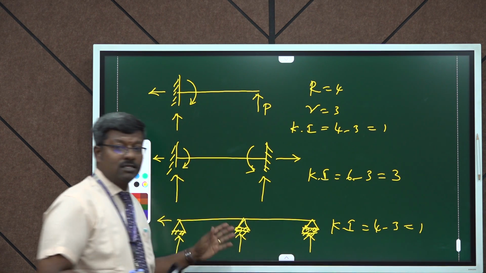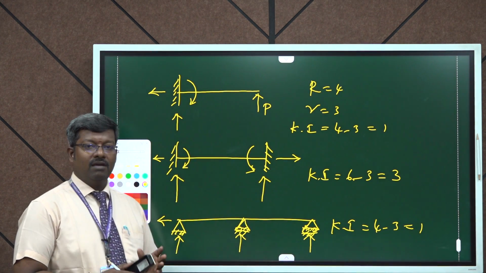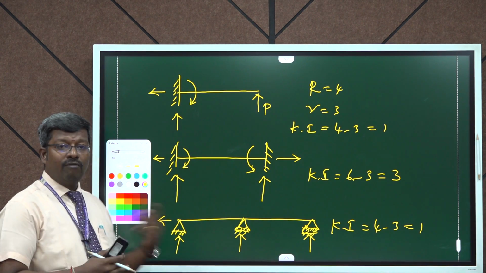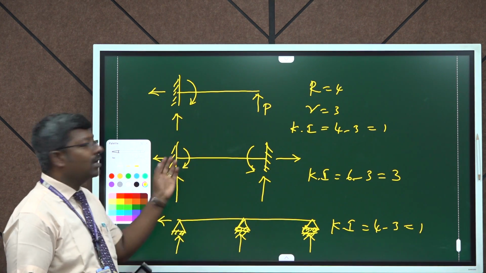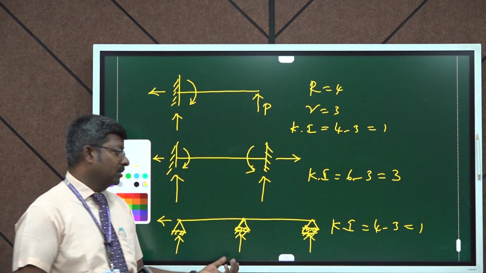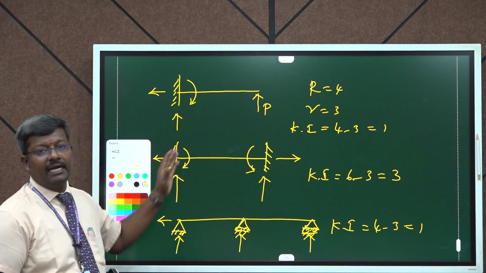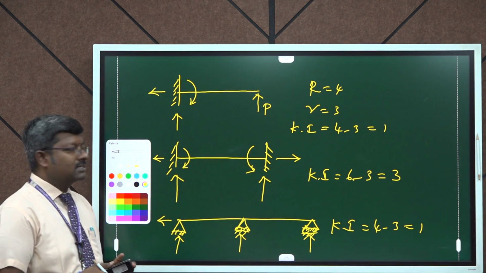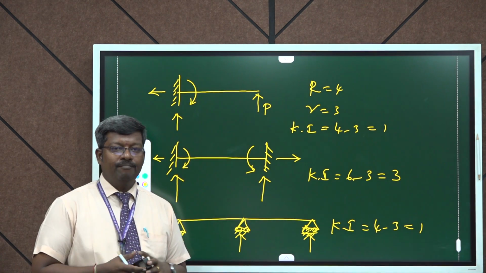So, we cannot solve this problem by using equilibrium equations. So, we need to go for a special approach for solving all these indeterminate beams. So, these all come under the indeterminate beam category. Let us see other types of beams in the next video.